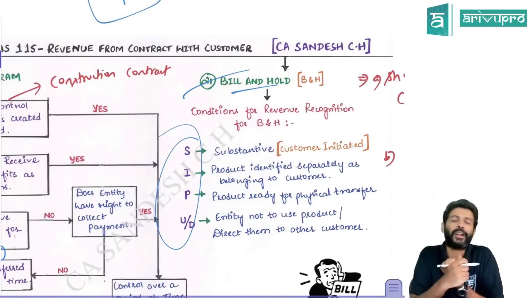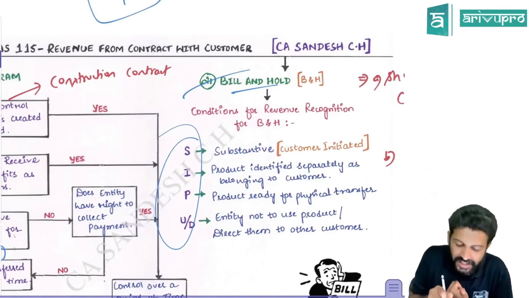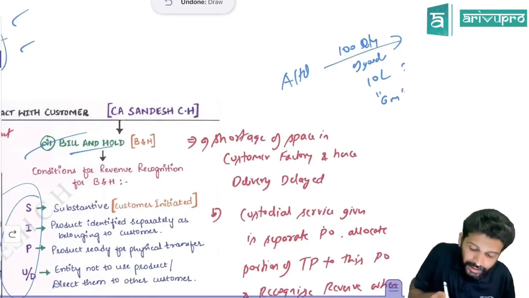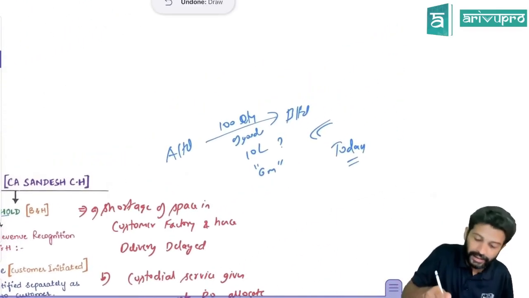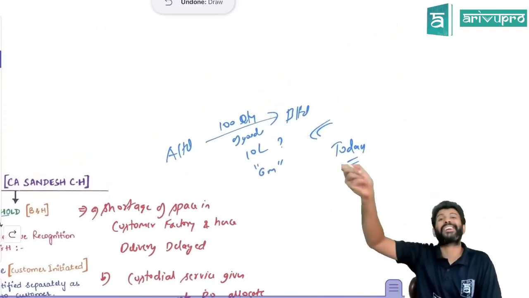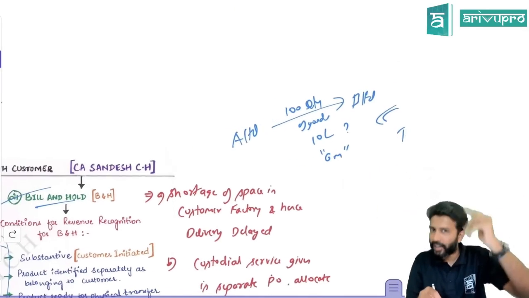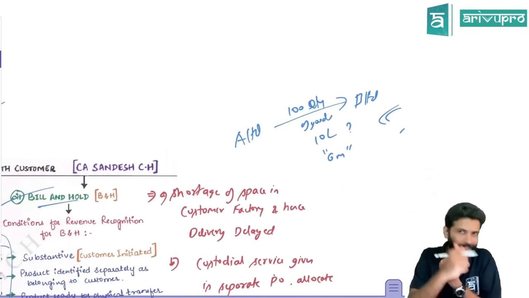What is that? S is for the agreement to be substantive, meaning the customer should have initiated this agreement. There is a delay in delivery, no? A Limited should not have caused the delivery delay. Who should have caused it? The customer. The customer is requesting the delay, not A. That's what we mean by S: the agreement is substantive, meaning it is initiated by the customer.